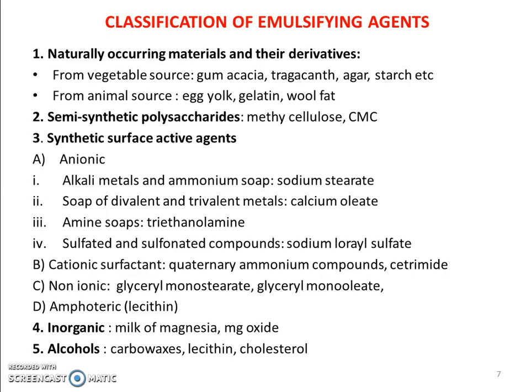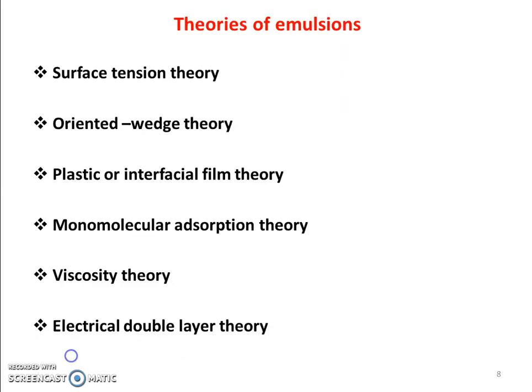The second class is cationic surfactants, for example quaternary ammonium compounds and cetrimide. The third is non-ionic, and these are most commonly used since they are less toxic as compared to the others, for example glyceryl monostearate and glyceryl monooleate. The fourth one is amphoteric, for example lecithin. The fourth broad class of emulsifying agent is inorganic, for example milk of magnesia or magnesium oxide. And the last class is alcohols, for example cetyl alcohol, lecithin and cholesterol.